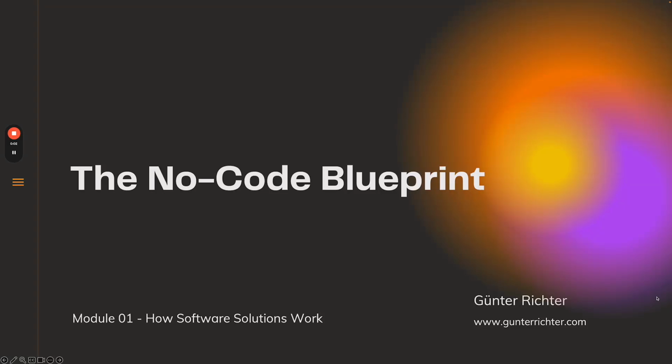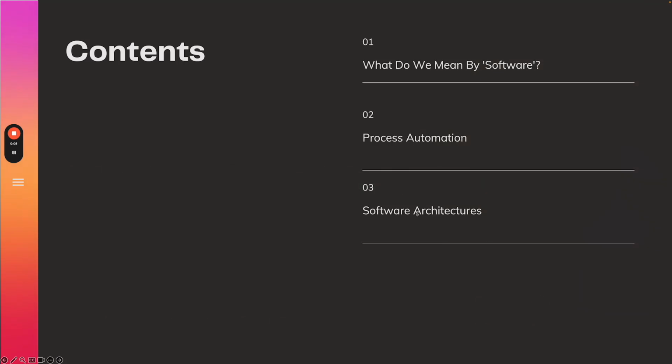Welcome to Module 1 of the No-Code Blueprint, How Software Solutions Work. In this module, we're going to cover three key areas. Firstly, what do we mean by software, just to make sure we're all talking the same sort of language. Second, we're going to look at the key benefit of software and why software really came about, and that is process automation, simply put. We'll look a little bit more into that.